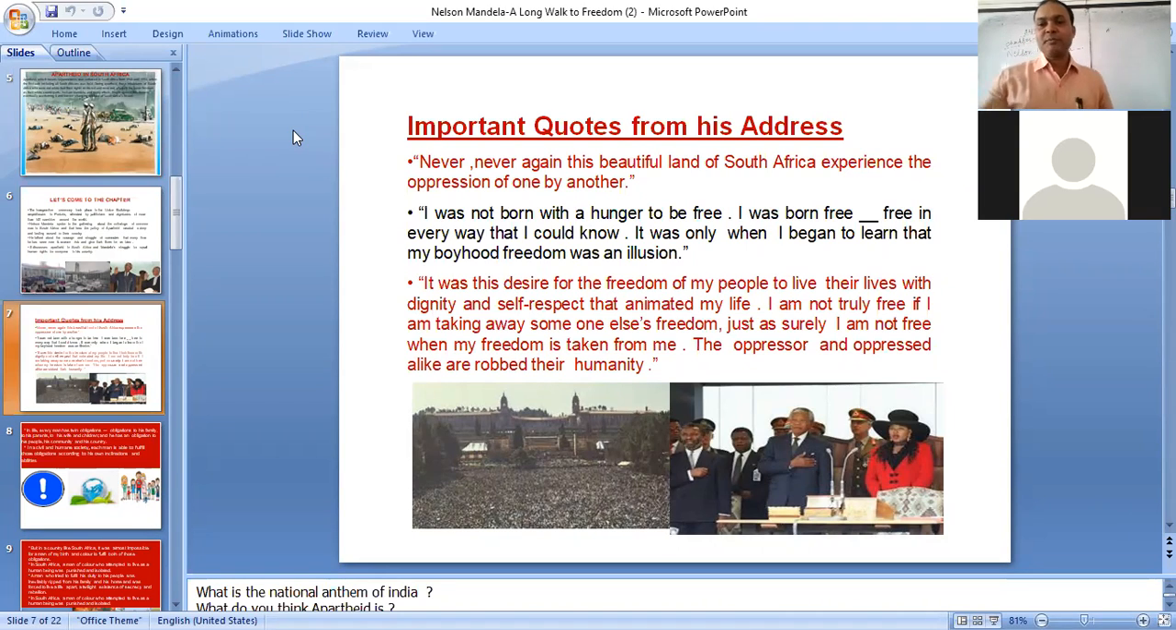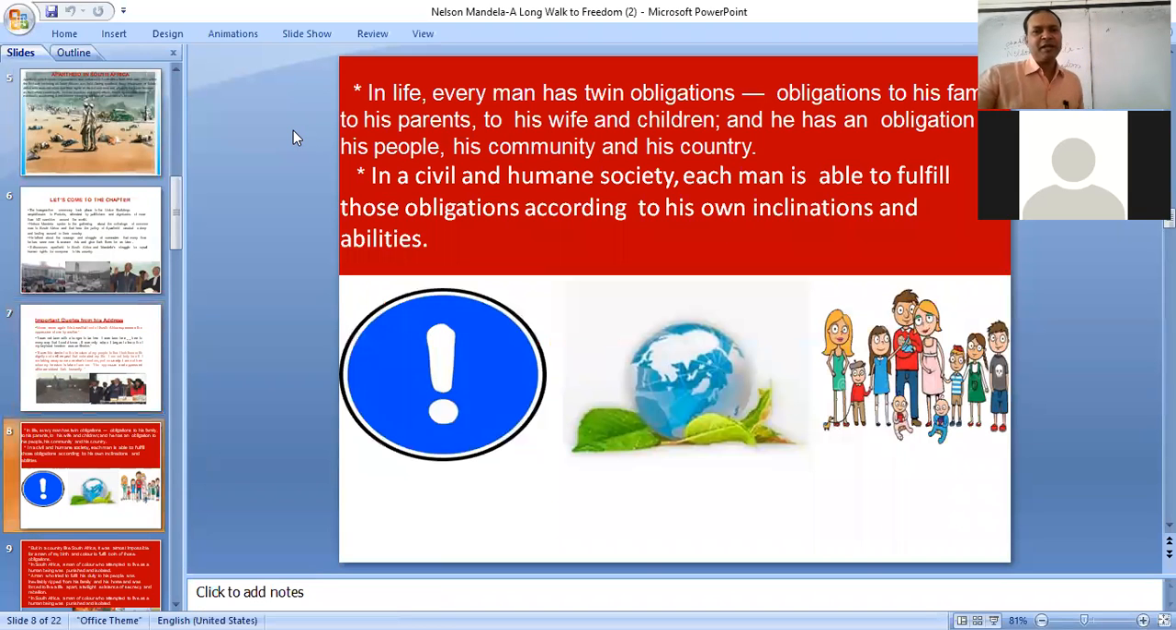As per my understanding, the oppressor and the oppressed, meaning ruler and ruled alike, are robbed of their humanity. They both are robbed of their humanity. To rob humanity means to rule over others. This is also a quoted line from the speech of Nelson Mandela.